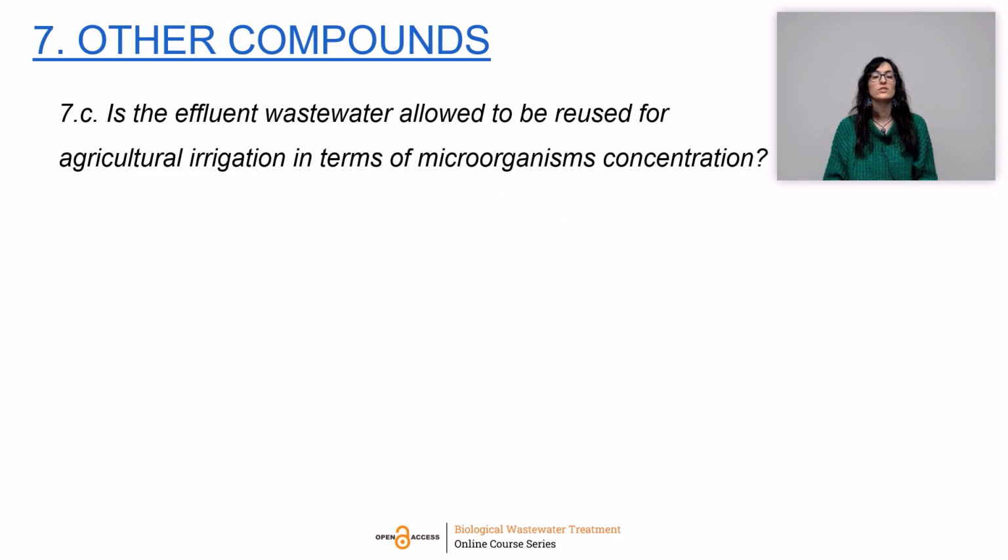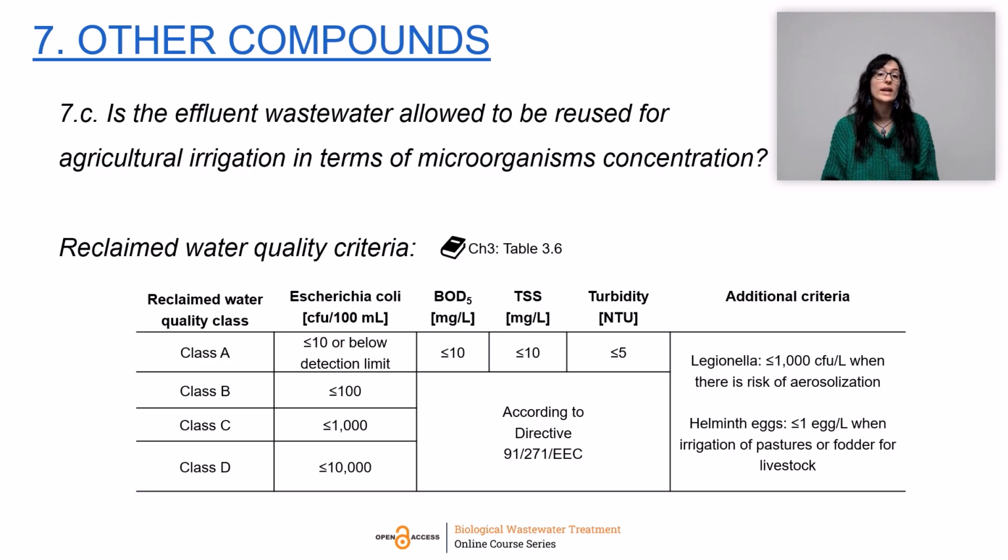Let's go now to the next question regarding the microorganisms concentrations. Here we have to evaluate if the effluent of the wastewater treatment plant could be reused for agricultural irrigation in terms of microorganisms concentrations. And in order to know this, we can use as basis the information from this slide, which provides the criteria to classify the reclaimed water based on the concentrations of Escherichia coli, BOD, TSS, and turbidity.